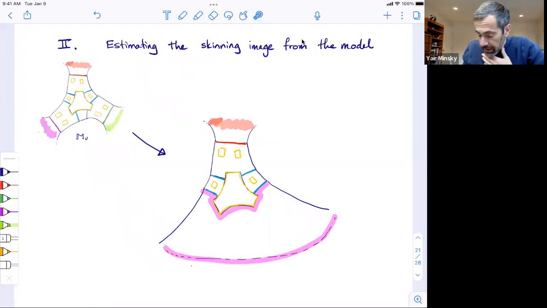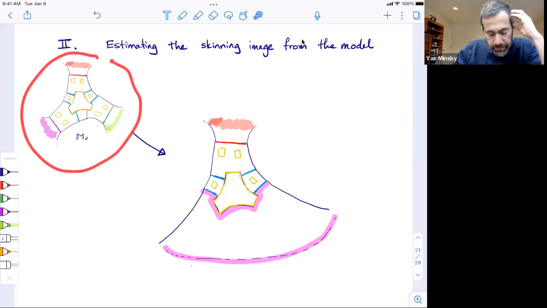All right. So the second step is that with this model we can estimate the skinning image, the skinning map, and now I just want to give you again a pictorial explanation. So remember that the idea of the skinning map is to pick a boundary component, take a cover, and then look on the other side from that boundary component and see what you see at infinity. So this is what that corresponds to in the model.